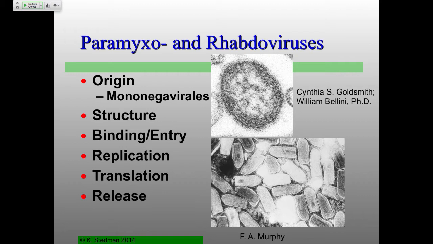Good. And then how you get out is through budding that happens at the plasma membrane, and these fusion proteins can lead to syncytia, so the fusion of a bunch of cells. Yeah?